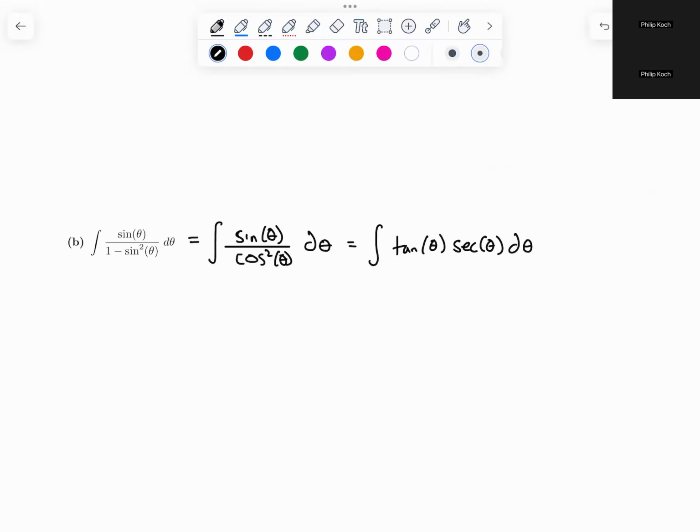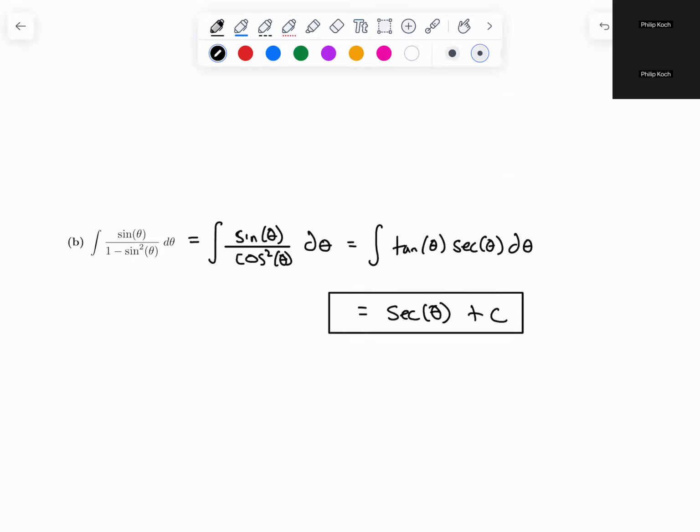Because you've got two cosines in the denominator, you can split that up into a sine of theta over cosine theta times a 1 over cosine theta, which is secant theta. And that's not the way we typically see it, but it is the same thing as secant theta tangent theta. So this is equal to secant of theta plus a constant c.